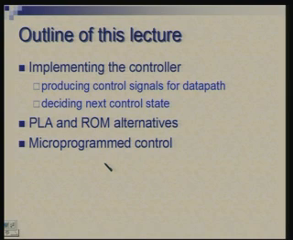We will also look at two different alternatives of design, PLA and ROM. So we will look at the implementation of the controller, which has two parts. One part produces the control signals, the other part decides the next control state, and each of these could be implemented by a PLA or a ROM, as we will discuss later. And then finally we will talk about microprogram control design.